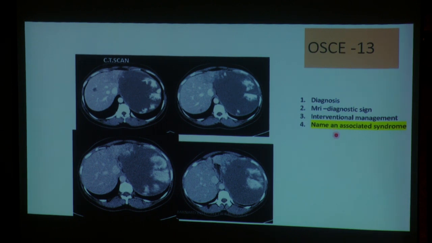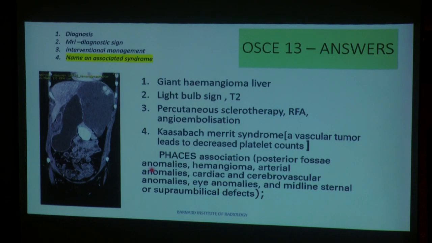So the diagnosis is obvious, the peripheral nodular enhancement, which is delayed filling from periphery to center. So it is a giant hemangioma of the liver, and on MRI you get a light bulb sign on T2 weighted image. There are many techniques for the interventional management. You can do angioembolization of the feeder artery, you can do percutaneous sclerotherapy or RFA for these lesions. But these are done only for symptomatic lesions, and incidental hemangiomas need not be treated.